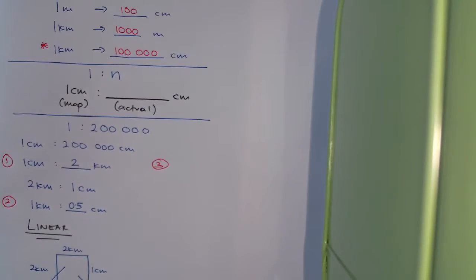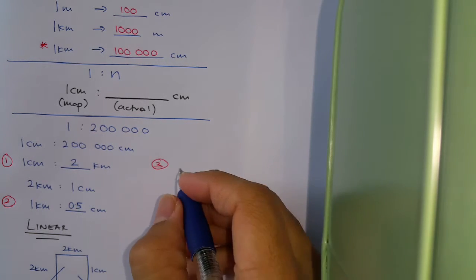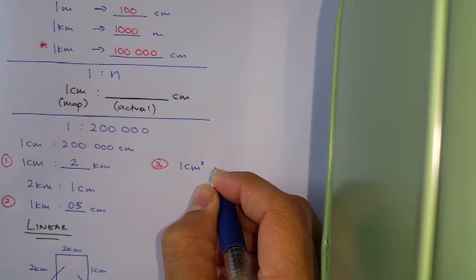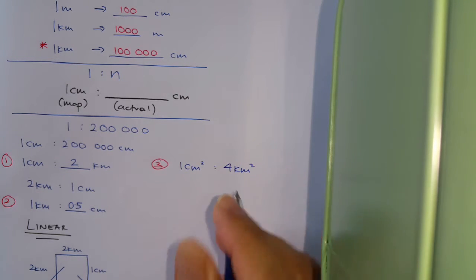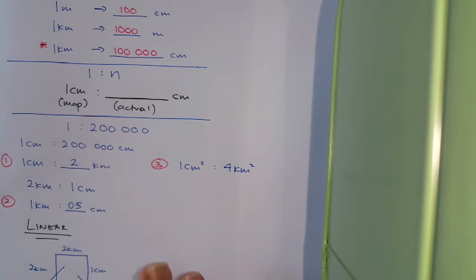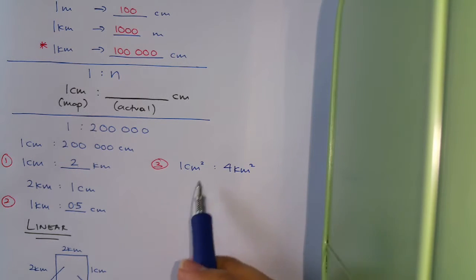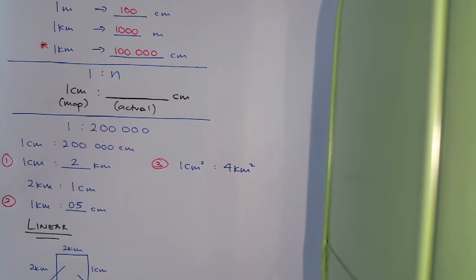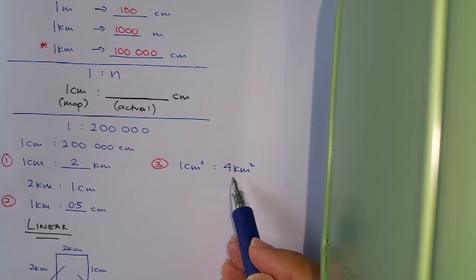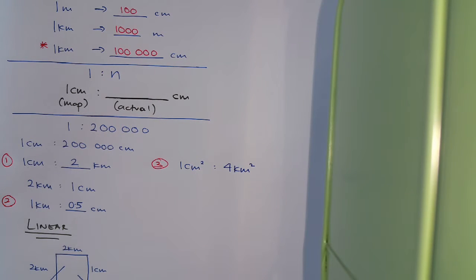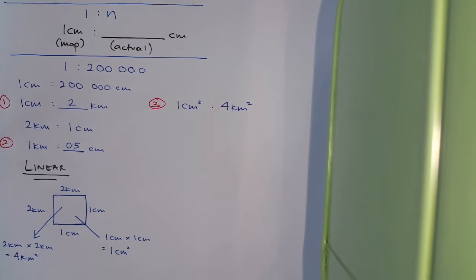is basically 1 square cm is the same as 4 square kilometers. So this is talking about area now. Anytime they mention that the area of a football field is 1 square cm, then it means the actual area of the field is 4 square kilometers. I hope you guys can understand this.